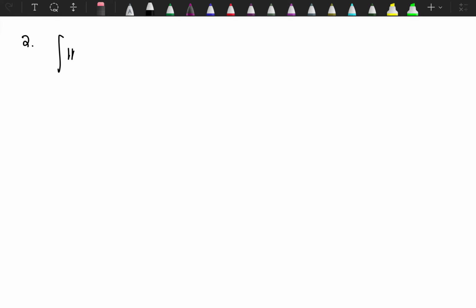We have the integral of natural log of x dx. Now, looking at this, you might be wondering, why do I not have two functions? And yeah, it seems like you don't have two functions, but you do.